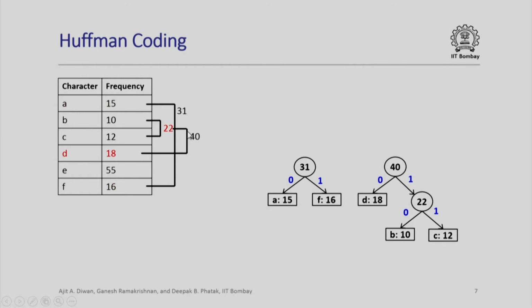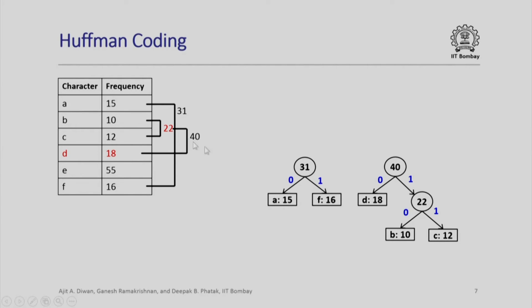We proceed and continue with the same logic. Now we find that amongst the remaining elements, including the conglomerate that we have created, 22 and 18 are the minimal values. So, we combine these two to form a composite value of 40 and create a node.